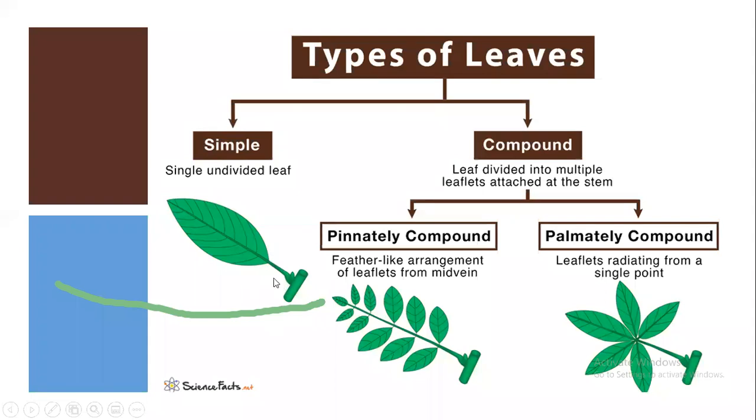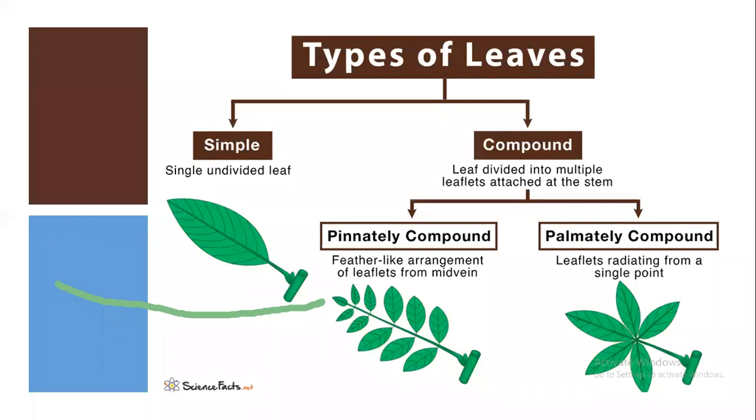Okay, while in the compound leaves, multiple leaflets are attached at the stem. So here you can see that there is a stem, and on the branch there are a number of leaflets attached. You can see there are 1, 2, 3, 4, 5, 6, 7, 8, 9, 10, 11. So here 11 leaves are attached on the branch of the stem. So there are multiple leaves. So these are not simple leaves, these are compound leaves.